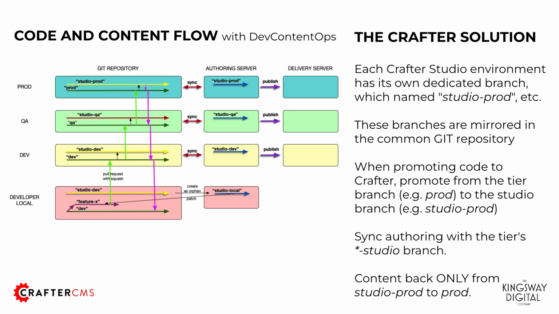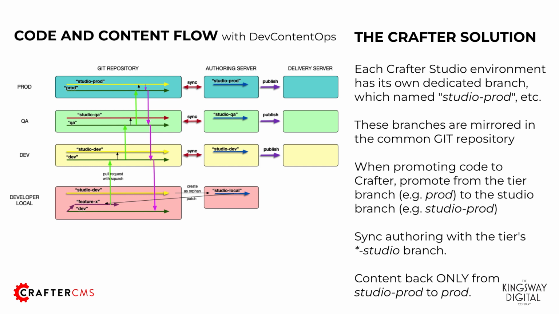But basically, moving content back into the lower environments is the heart of content back, and that's what's shown with these magenta arrows pointing downward. So a normal Crafter git sync is what gets the content into the studio prod branch over here at the top, and then it's a normal git merge that pulls the content down from studio prod into prod, and that's how you get real content into here.